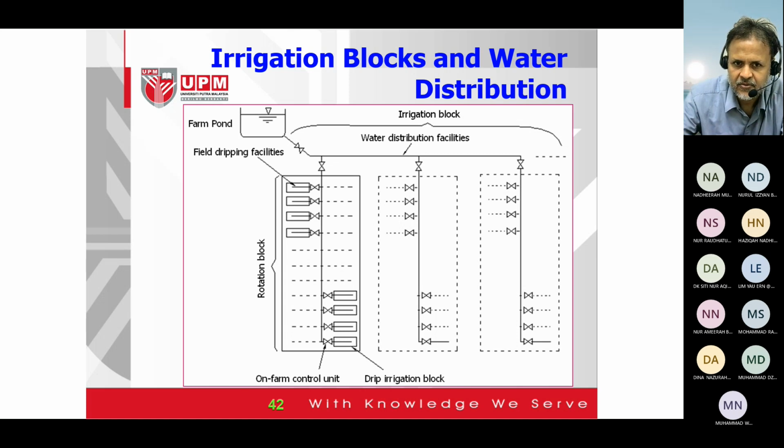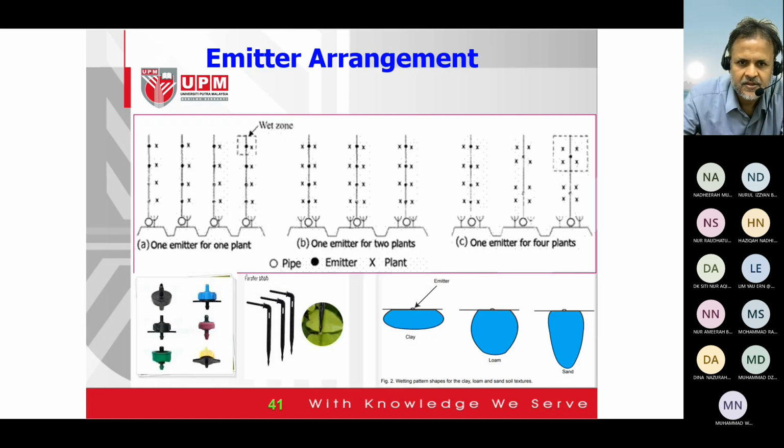If I consider this is one field, then this line is a manifold, and this line is a lateral. This line is lateral. Meaning similar to this. This is the plant. Okay, like this.